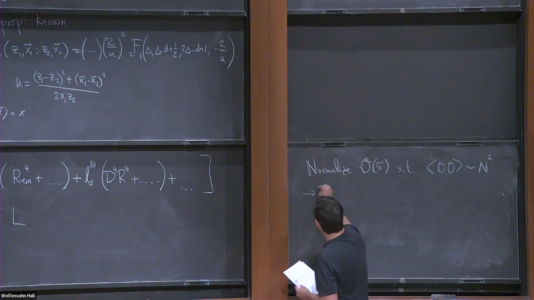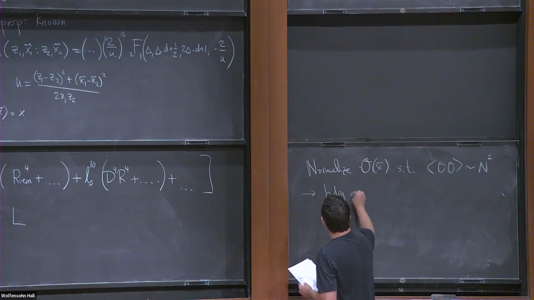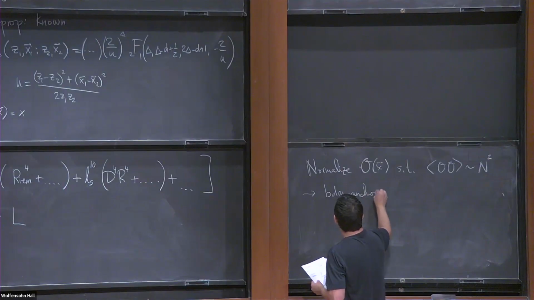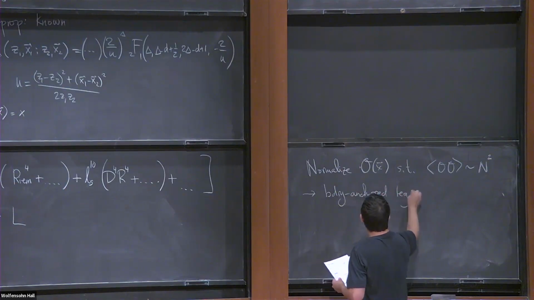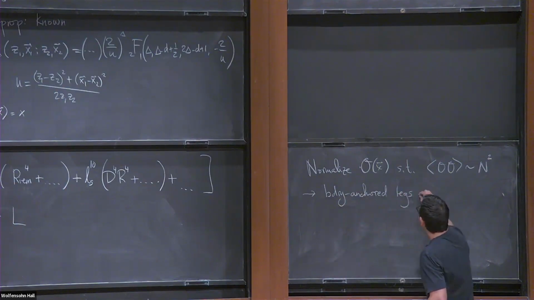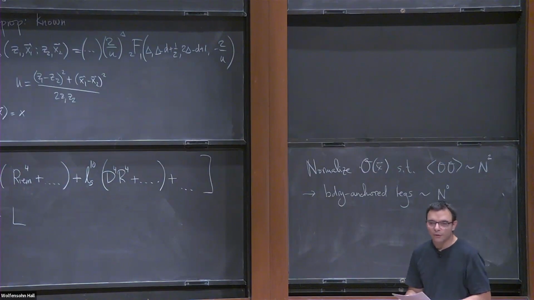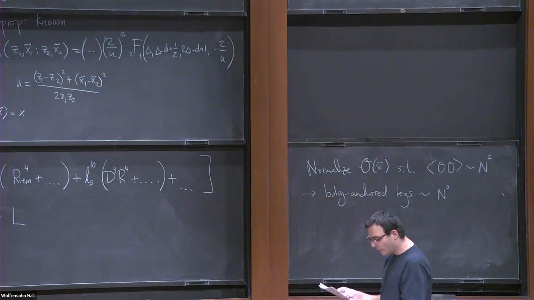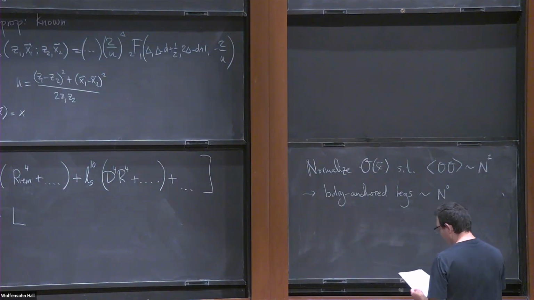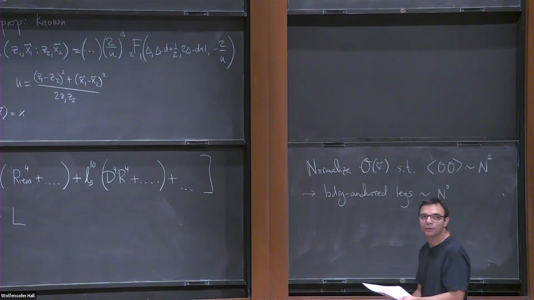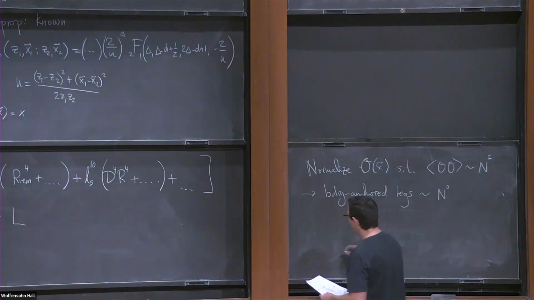So this means that for boundary anchored legs or propagators, we have n squared times 1 over n squared, so we have n to the 0. So for those, we don't have to include anything. So with that, we're ready to figure out how various diagrams scale. So maybe I can do a few.